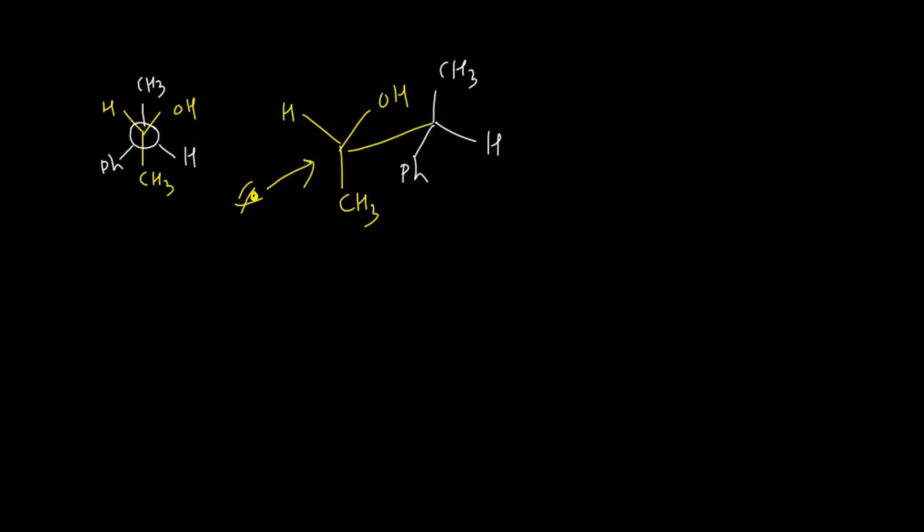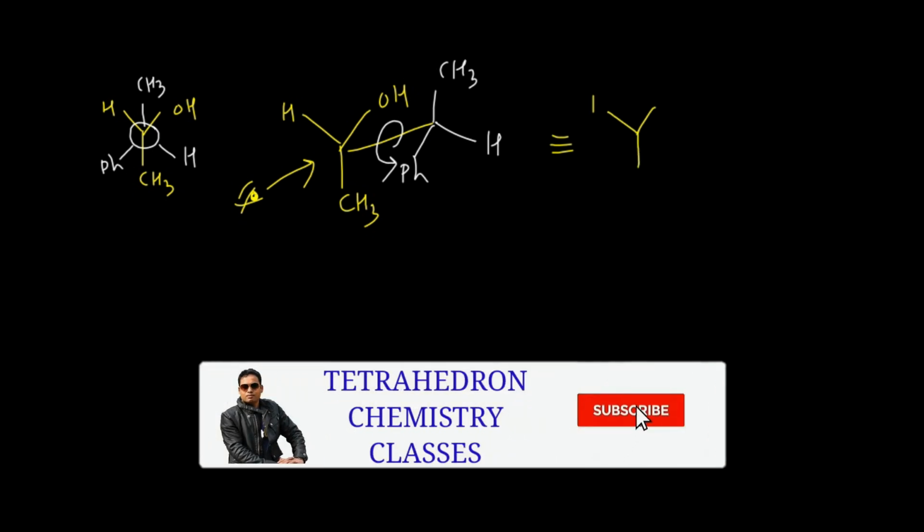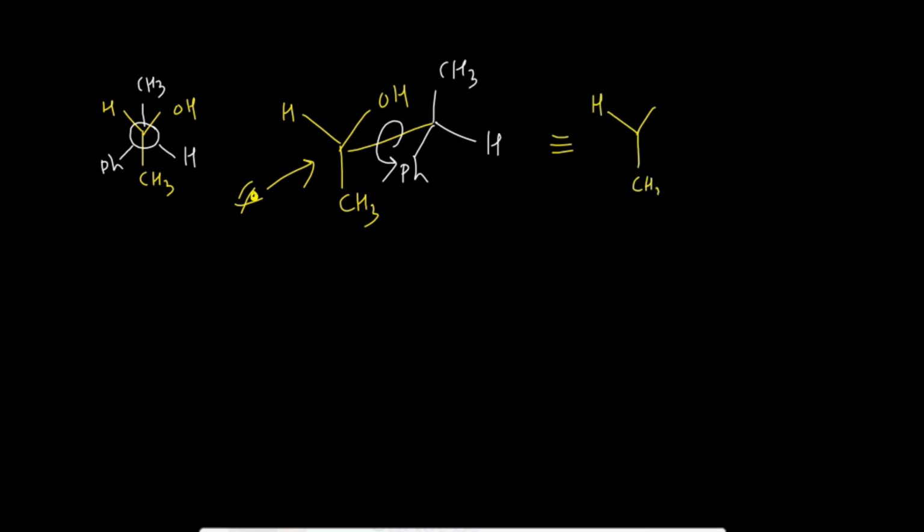Okay, now I will convert it into the Fisher projection by the rotation of 180 degrees. So when I do the 180 degree rotation, what I will have here is hydrogen, CH3, and this is the OH. After the 180 degree rotation, my CH3 will come here, my OH will come here, and my hydrogen will come here. This will come down, this will go there, this will come here.